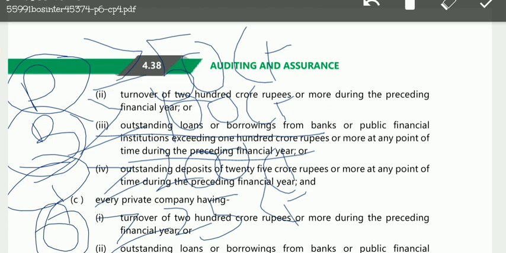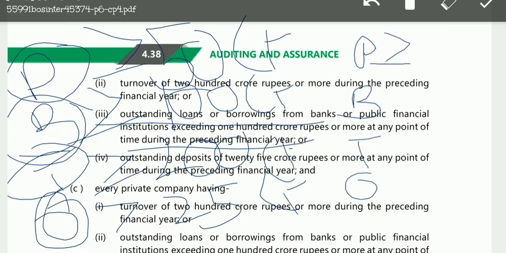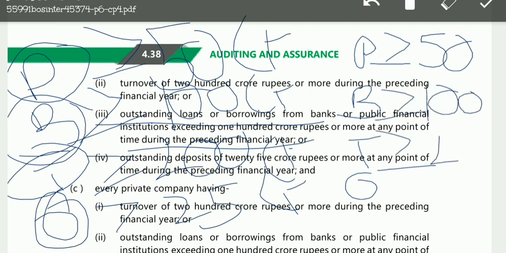Now, if any of the four conditions are there, let me write it here because I guess you're not able to see properly. So it is PBTO: paid up share capital greater than or equal to 50 crores, borrowings greater than or equal to 100 crores, turnover greater than or equal to 200 crores, and outstanding deposits greater than or equal to 25 crores. If this is the condition, then the unlisted public company has to appoint an internal auditor.